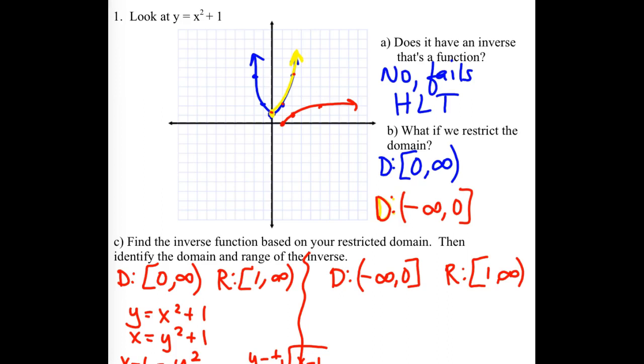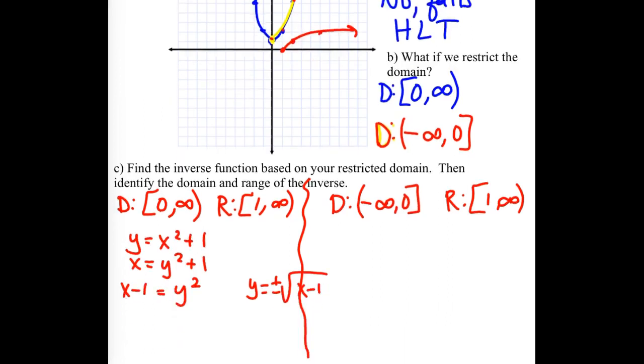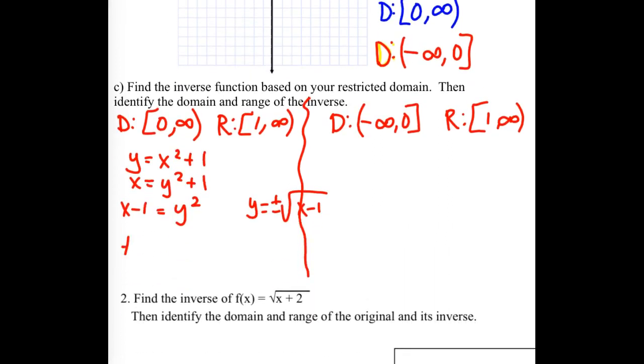When I graph a plus minus square root, I get both the top branch and the bottom branch. This time, since I'm only looking at the yellow part, I'm only going to get the red part for the inverse. So down here, my inverse would just be the positive square root. And because I restricted it, it is still a function. Okay?